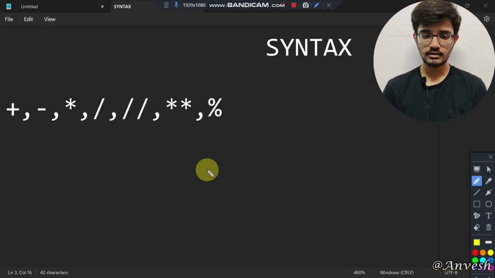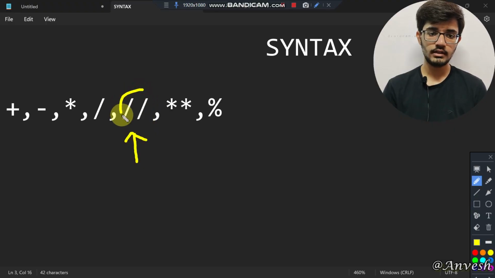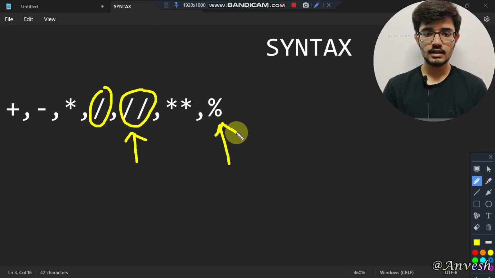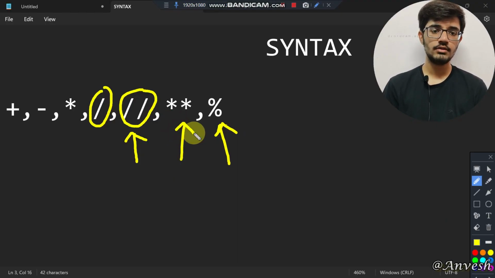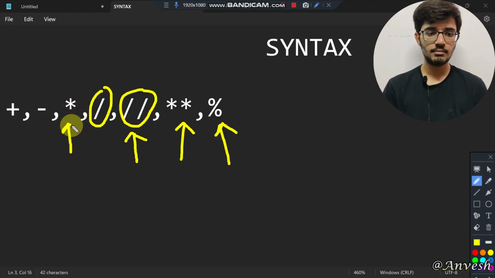When we use two slashes, then it is called floor division. This percentage symbol is used to get the remainder when values are divided. To get the remainder we use the percentage symbol, and to get the power or exponent of two values we use the double asterisk. Very simple. And the single asterisk is the multiplication operator, and we know addition and subtraction.